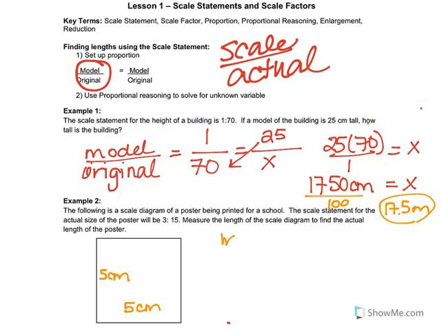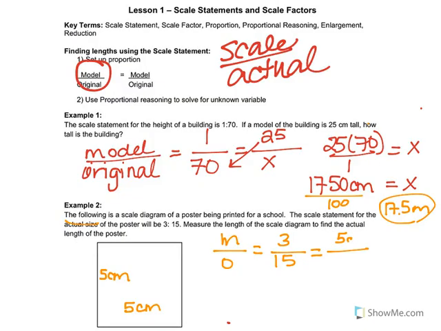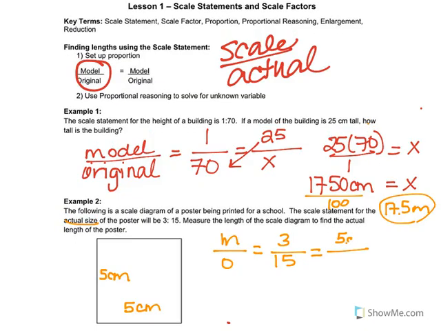So we're going to go model over original. Our scale statement is 3 to 15. This is our model size. We want to know the actual length of the poster. So we're going to put the 5 up here, centimeters. X goes on the bottom. We can use proportional reasoning to solve. So 5 times 15 divided by 3 is going to equal x. So we know that the poster is going to actually be 25 centimeters.